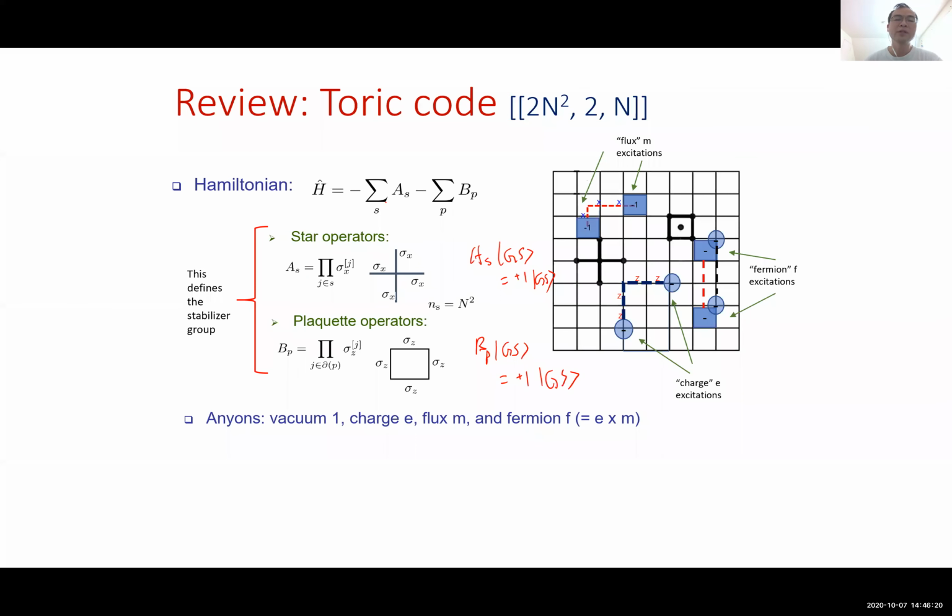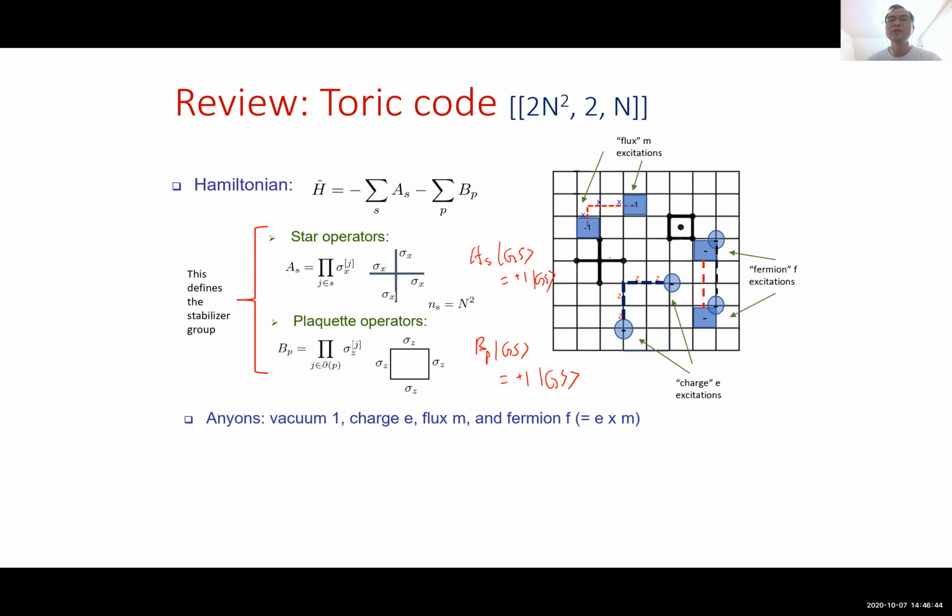And therefore the excitation will be making some of these A's and B's become -1. And we know there are constraints on these operators. The product of all the star operators becomes the identity, so the excitations come in pairs.